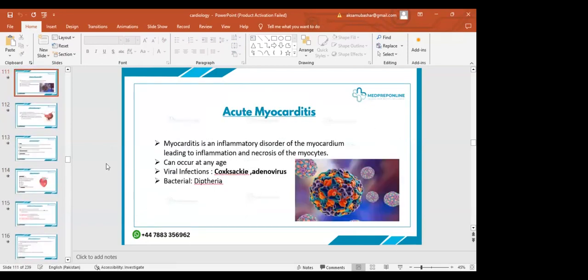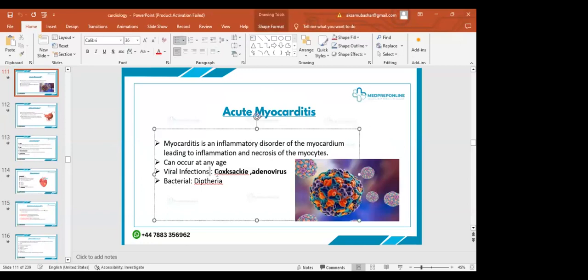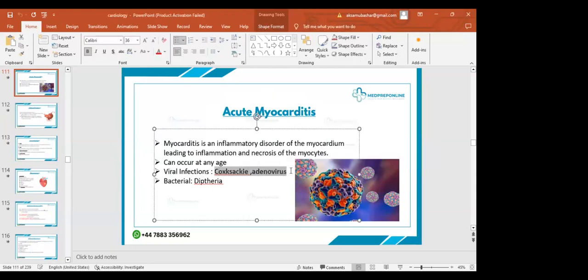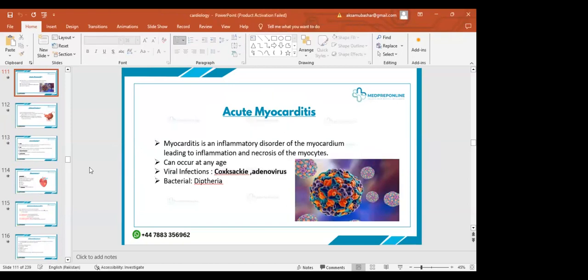Among acute myocarditis, they are going to ask you the name of the organism. Coxsackie is the most common, and if it is not given, then the second one is adenovirus. You need to remember that Coxsackie and adenovirus cause acute myocarditis, and these are the most common. The most common is Coxsackie virus.